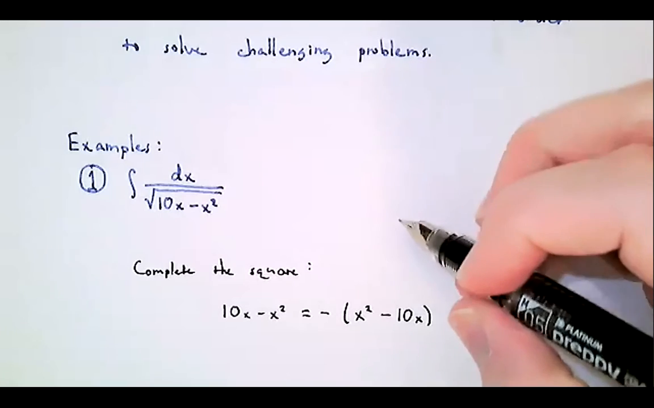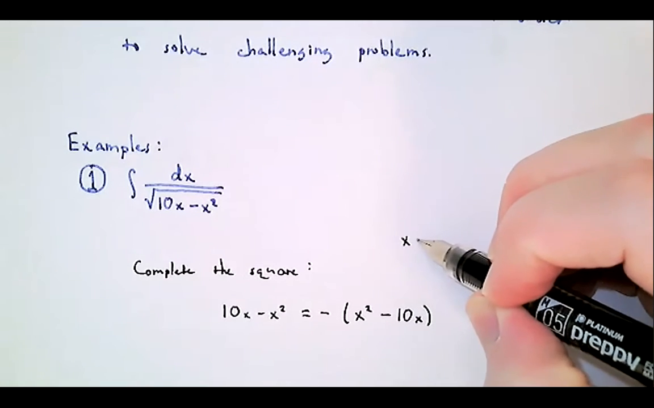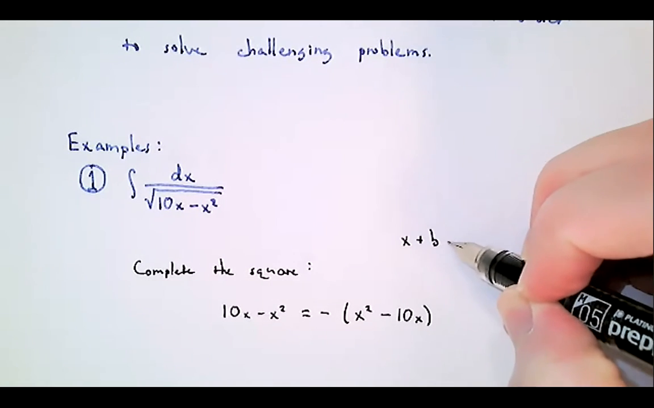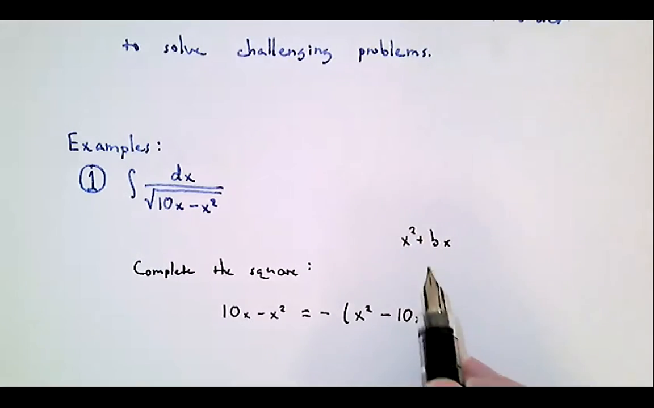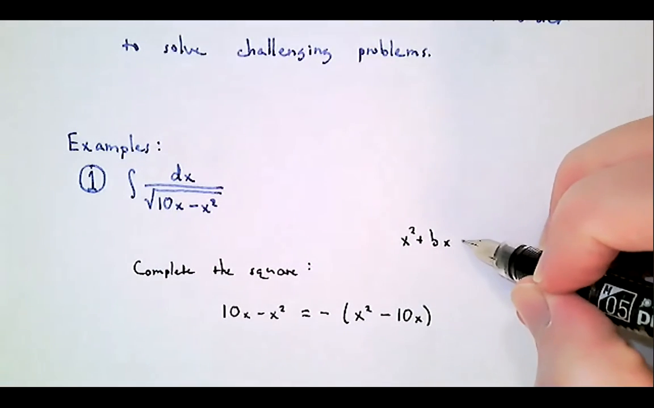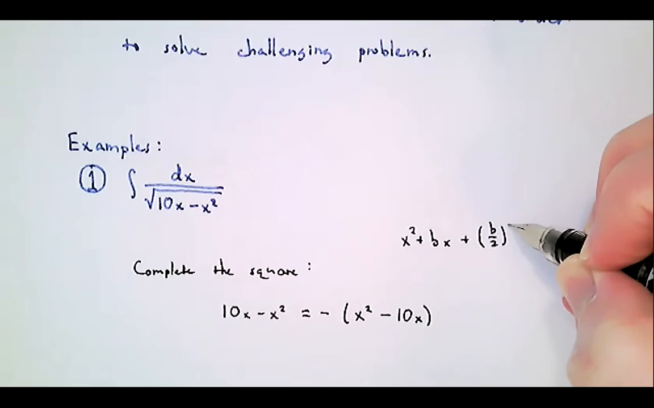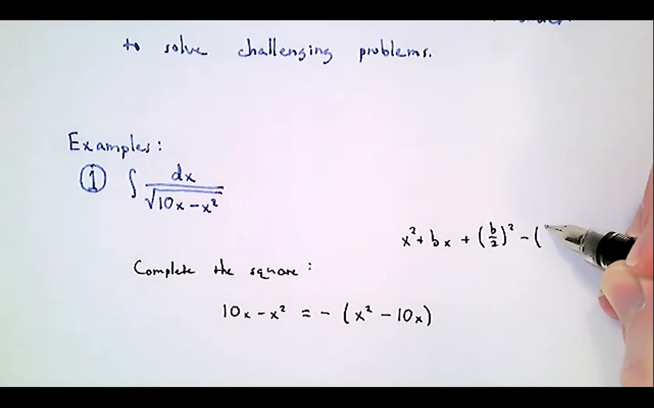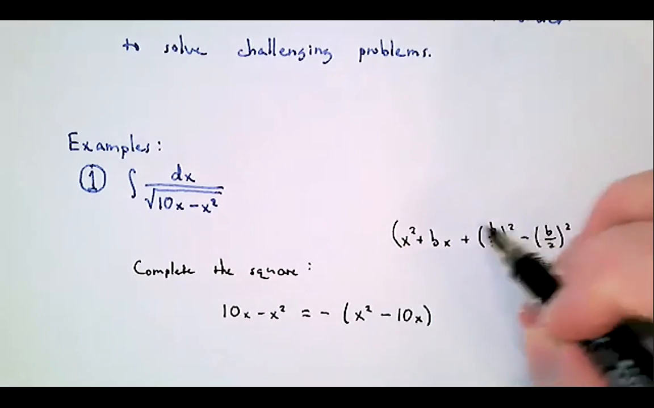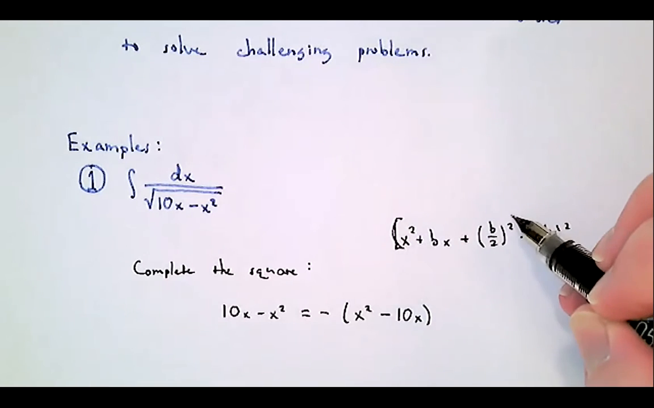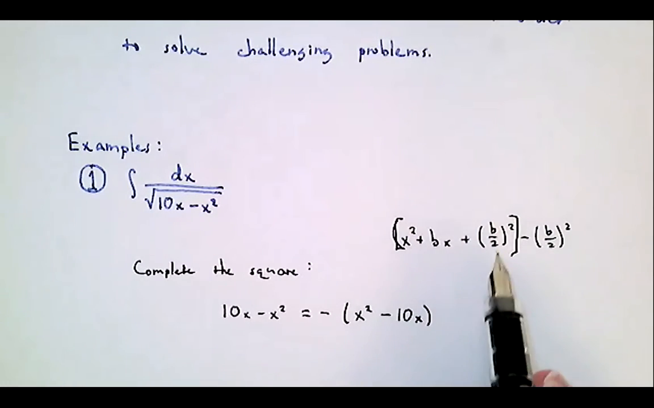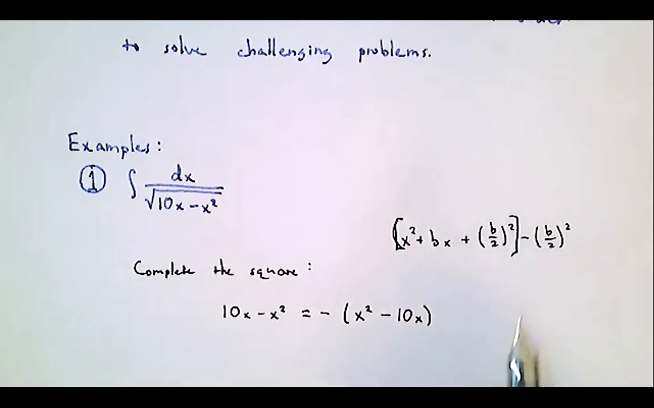And I know I've talked about completing the square in the past. The idea is that you start with an expression like this, and then you add and subtract b over 2 squared, in order to get a perfect square when you group together the first three terms. So this would factor, and this is a constant that's left over. So in this particular problem, our b is going to be minus 10.